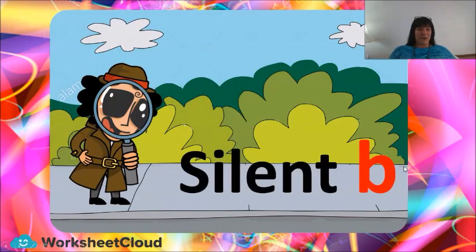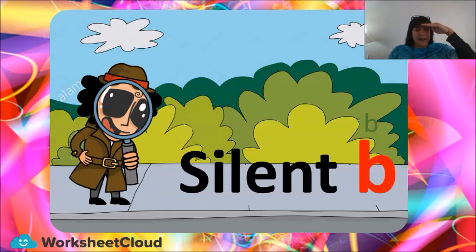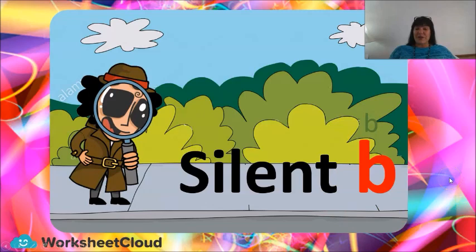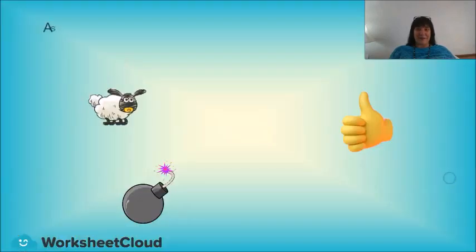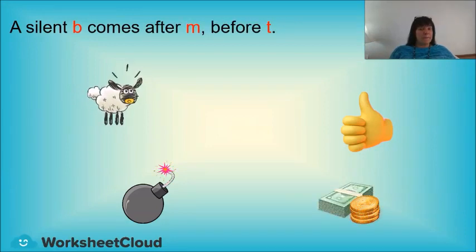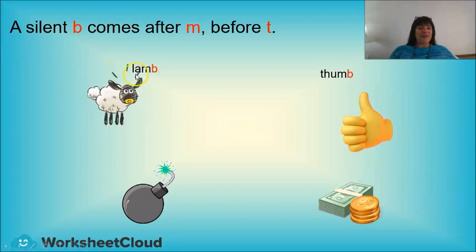Now let's be on the lookout for the silent B. Oh, can you see it anywhere? Oh, I'm looking. Can you see? Oh, there it is. The silent B. Let's have a look at a few words with a silent B. Oh, a silent B comes after a M and sometimes before a T. Oh, what do you think this one is? Can you guess? Sheep? No. Almost. What's a baby sheep called? A lamb. That's right, lamb. And it's got a silent B at the end.